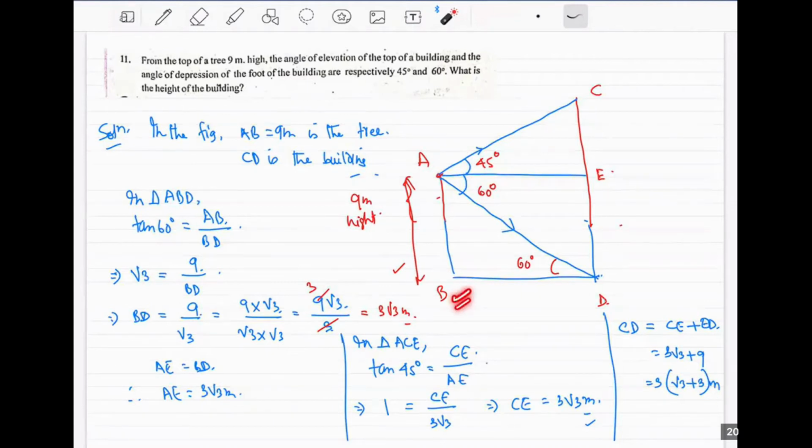Remember that this question can be given as a 4 mark or a 5 mark question. If you are able to understand how to draw and the strategy to solve the question, what the question is asking, then easily you can get 5 marks or 4 marks.